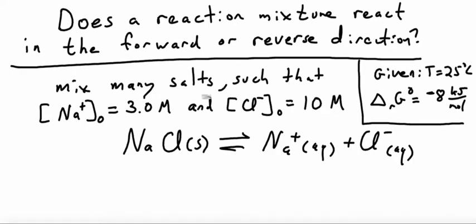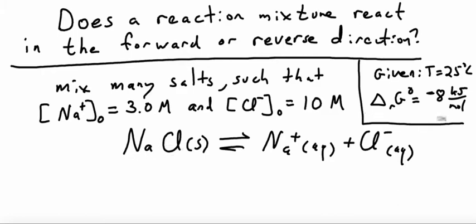So we have a bunch of different salts that we've thrown into this beaker and added water. Initially, we have this concentration of sodium ion and this of chloride, and then some solid sodium chloride. And the question is, do we go in the forward direction to make more dissolved sodium chloride, or do we go in the backward direction to precipitate the solid sodium chloride? Okay, and we're given some information.